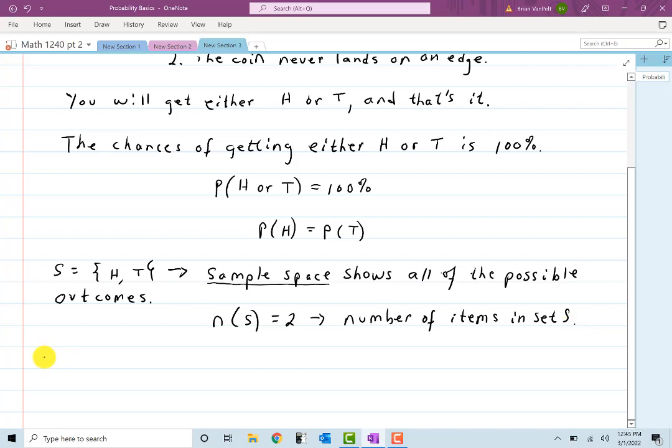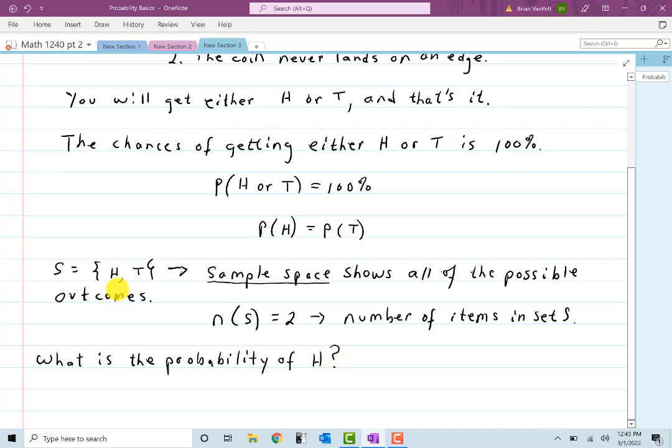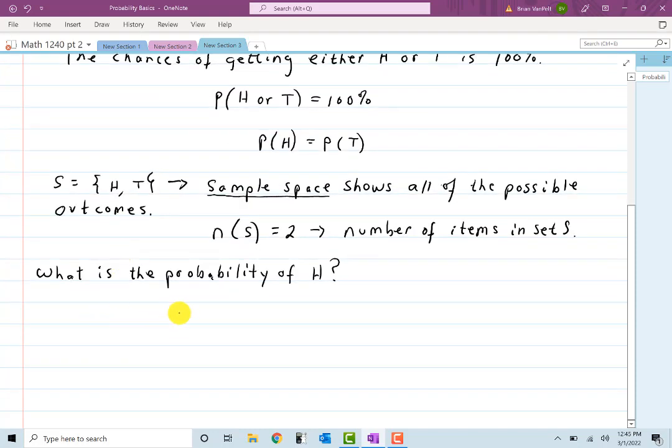Now, what is the probability of heads? Well, what we do is we set up something called an event. E equals the set {H}. This will be called the event of getting a heads.